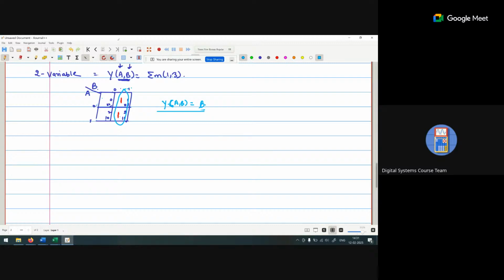Alternatively, we can simplify: m1 is A bar B plus m3 is AB. Now take B as common, so it becomes B times (A plus A bar). So from this one and this one we are getting the same answer. Sir, so the K-map will give us a single answer, and the simplification? Not exactly the same single answer, because if we create a group in a different way, the answer will be different. But it will represent the same function that is given.